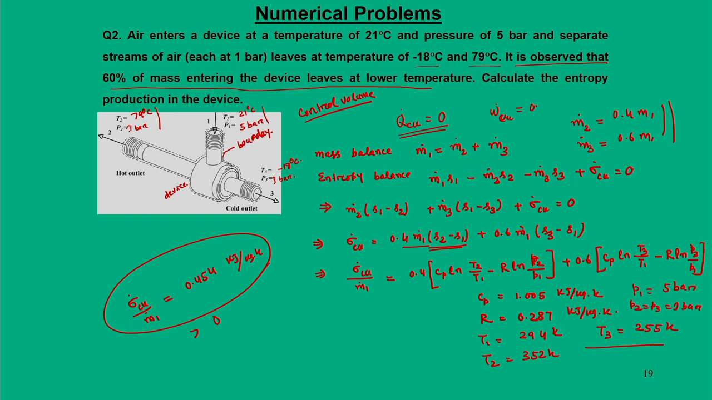So, we have solved two problems, one on entropy balance for closed systems, the other for control volume. So, with this we come to the end of entropy.